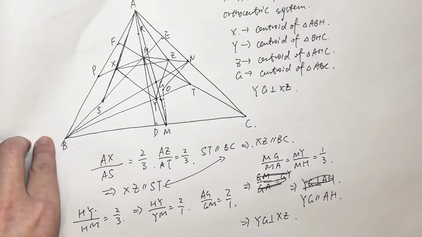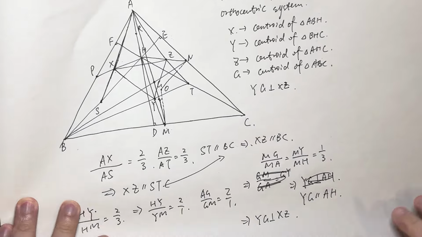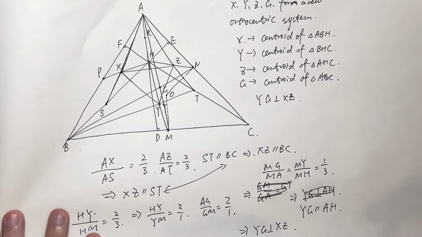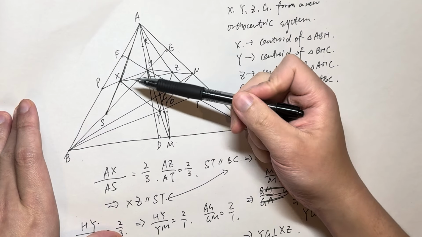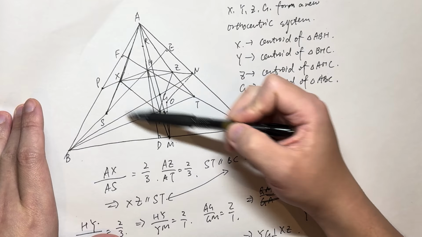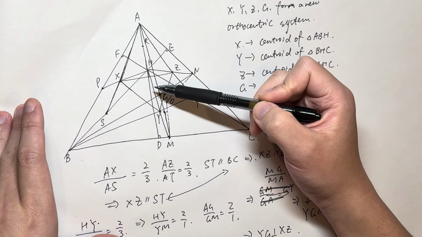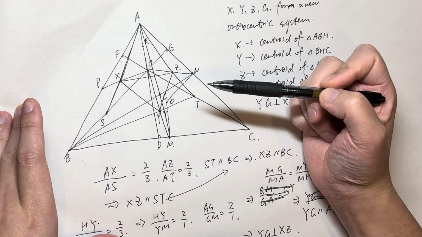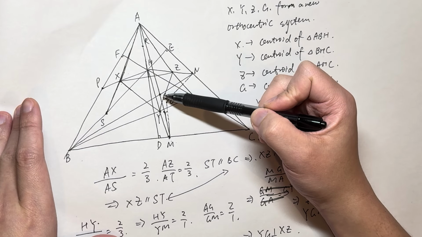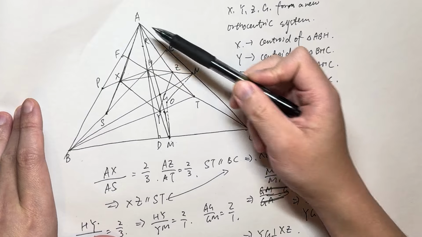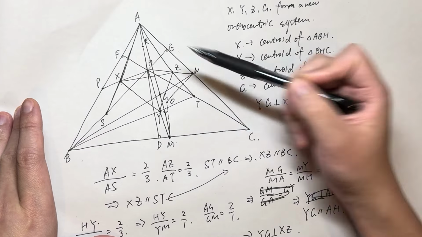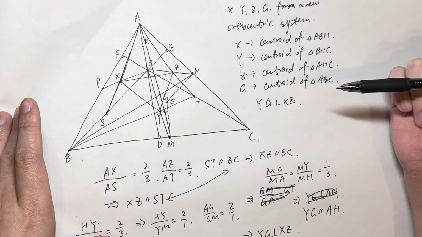Okay. And that's our first step, right? We just proved that the four centroids form a new orthocentric system. That's X, Y, Z, G. And we still need to prove that the new system is homothetic to the old system A, B, C, H.